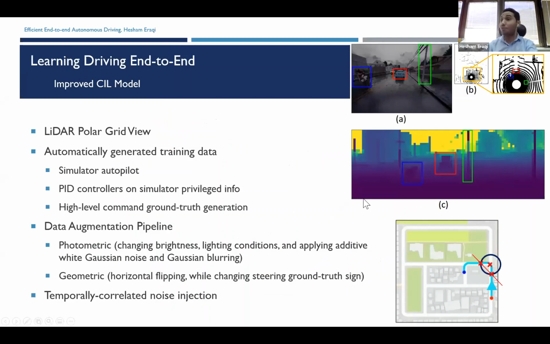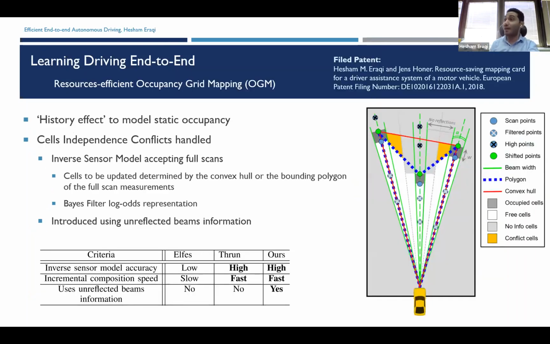And it becomes very important to rely on data augmentation pipelines, applying photometric and geometric data augmentation. And it's very important to inject temporally correlated noise during training time, because if you train the autonomous car on ideal driving, it will never see a bad situation where the vehicle was about to hit the road pavement and the driver is recovering from this situation. So at testing time, if a situation like this is faced, the vehicle will not know how to recover from this. So it's very important to inject things like this during training time.